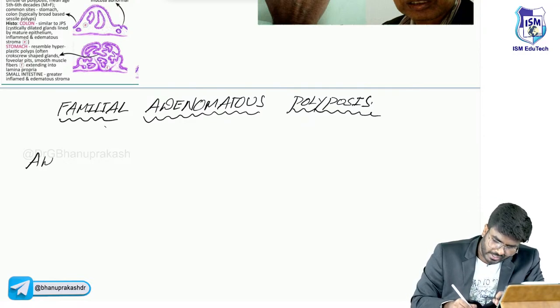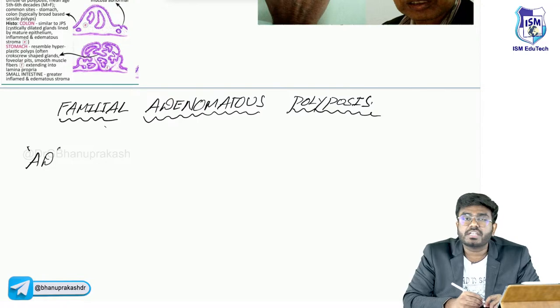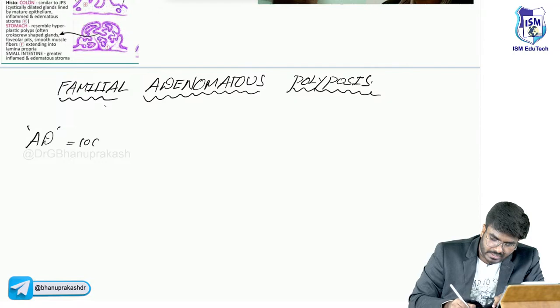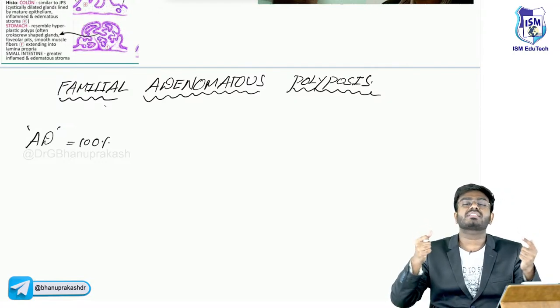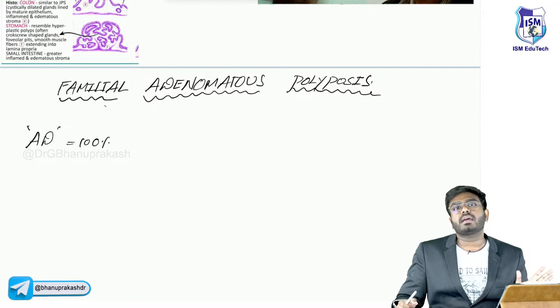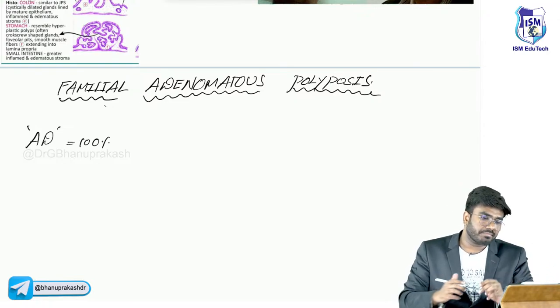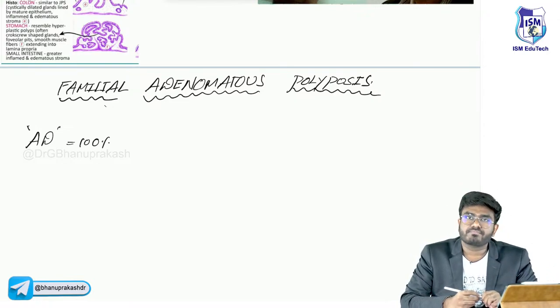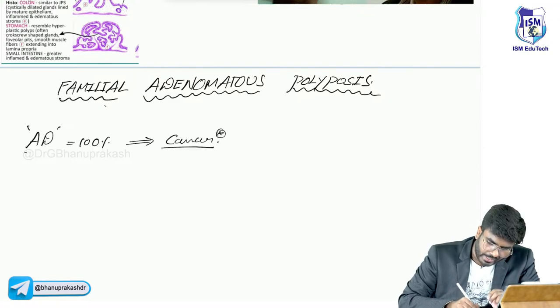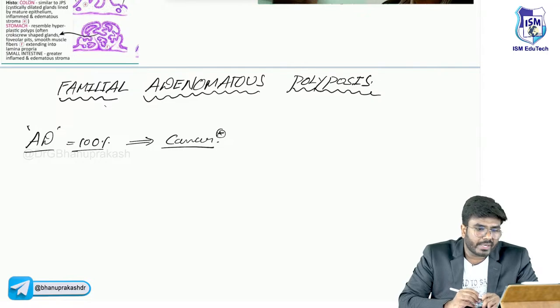So this FAP, familial adenomatous polyposis, even in genetics I have discussed, it's an autosomal dominant disorder with 100% penetrance, sir. If I have this disease, 100% I will develop the cancer. 100% there is a risk of cancer.